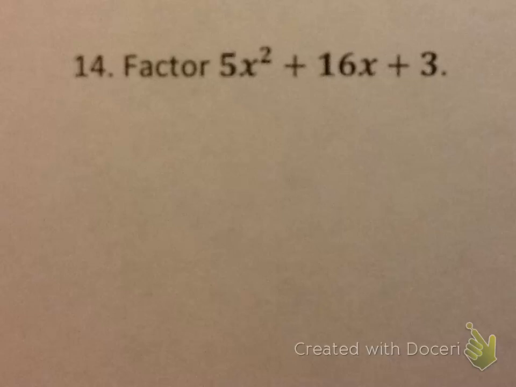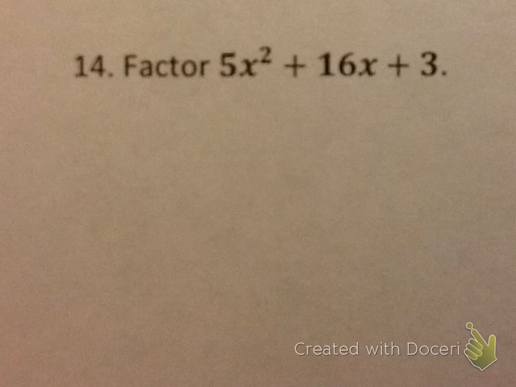Problem 14 on our practice test wants us to factor 5x squared plus 16x plus 3. Because there's a 5 in front of x squared, we can't jump to using the box method. Instead, we're going to have to use what's called the AC method.